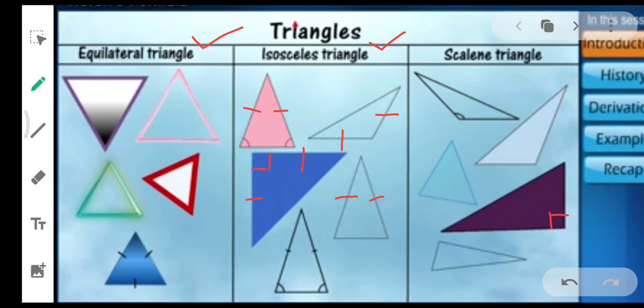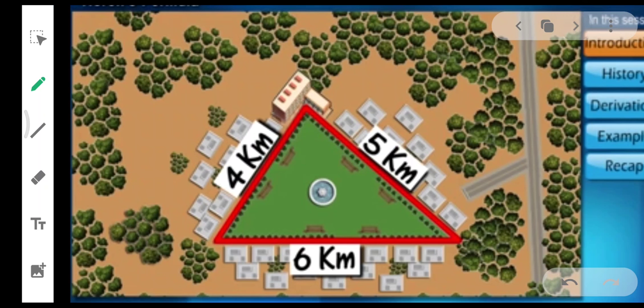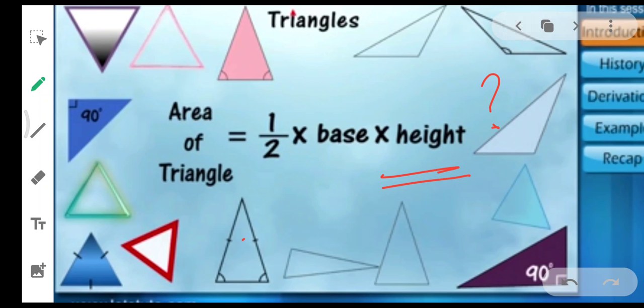Now we will proceed to the areas. How do we find areas of these triangles? Generally we use this formula, half into base into height. In 8th class you found areas of triangles by using the formula half into base into height. But is it the only formula to find area of triangle? Let's check. If base and height is given, then we can use this formula.